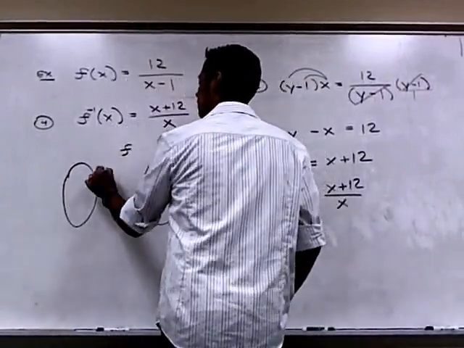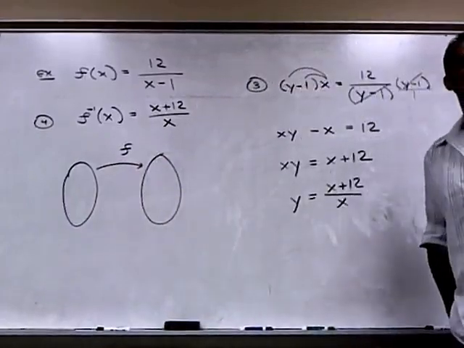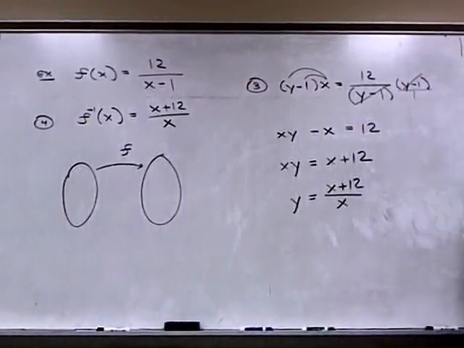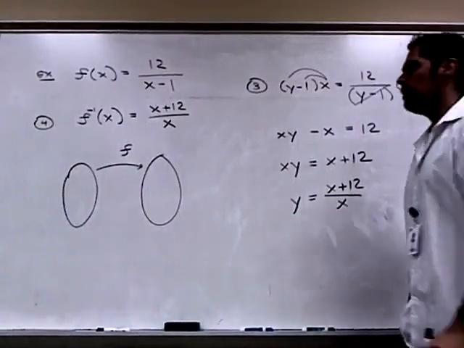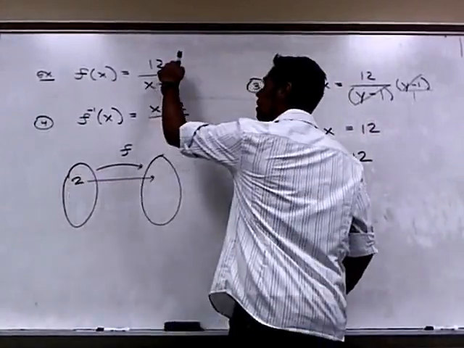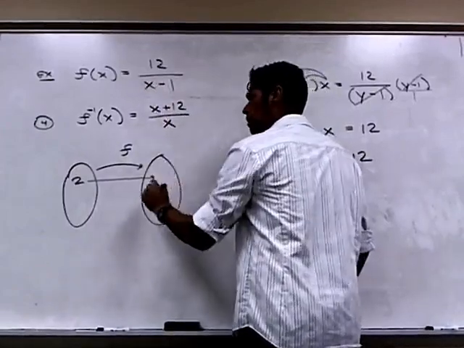Here's f. Can I plug 1 into f? No, because I get division by 0, right? So I can't plug in 1. How about 2? Can I plug in 2? If I plug 2 into f, what does it spit out over here? 12 over 1, which is 12, right?